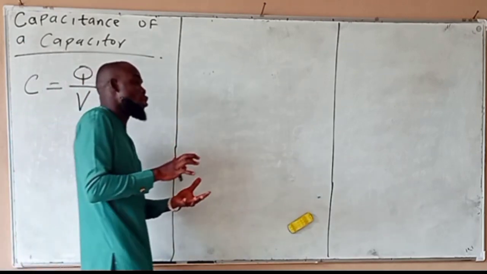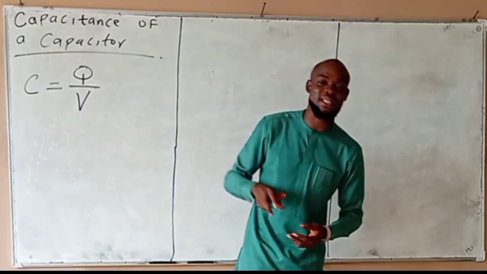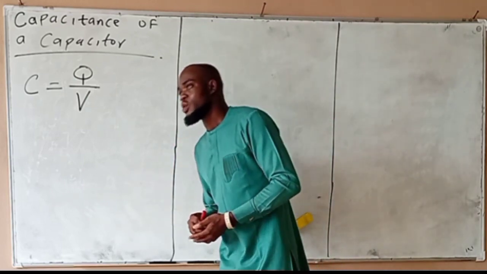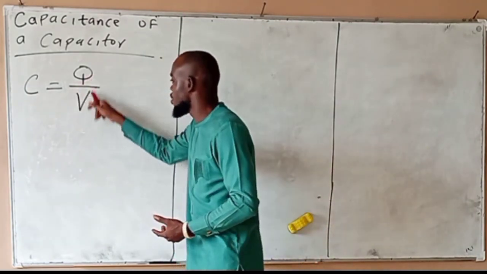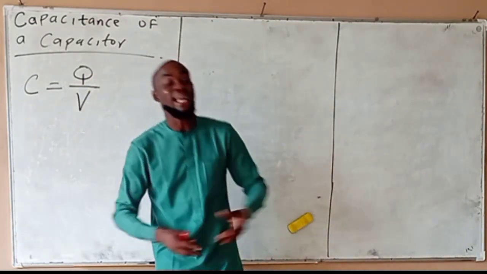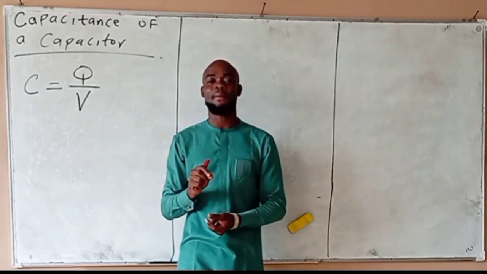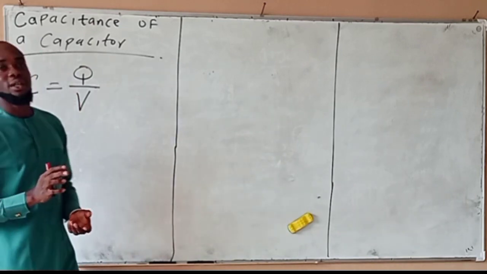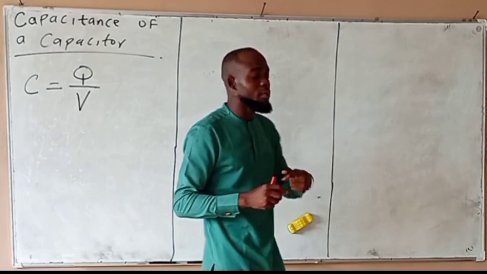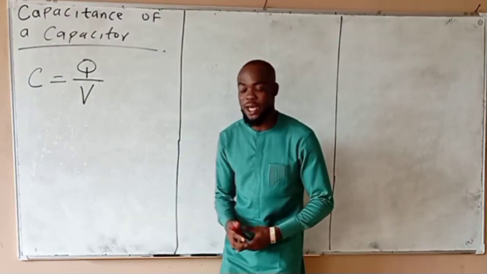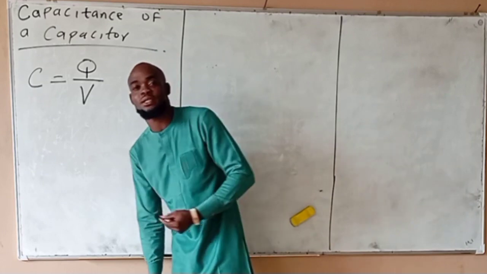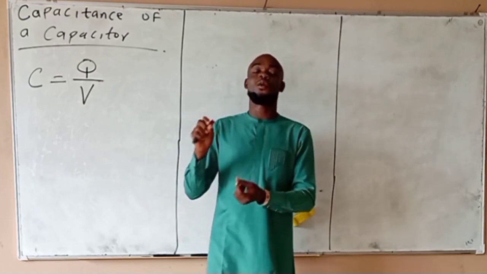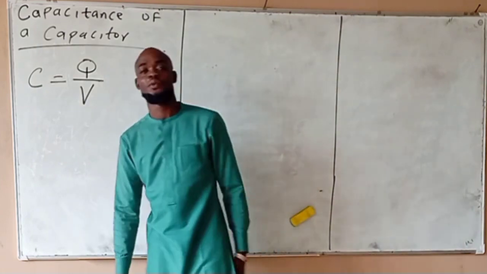And to calculate the capacitance of a capacitor, we use the relation C is equal to Q over V. That is telling us that the capacitance of a capacitor is the ratio of charge to potential difference. Or we can also say that the capacitance of a capacitor is the ratio of charge to voltage.